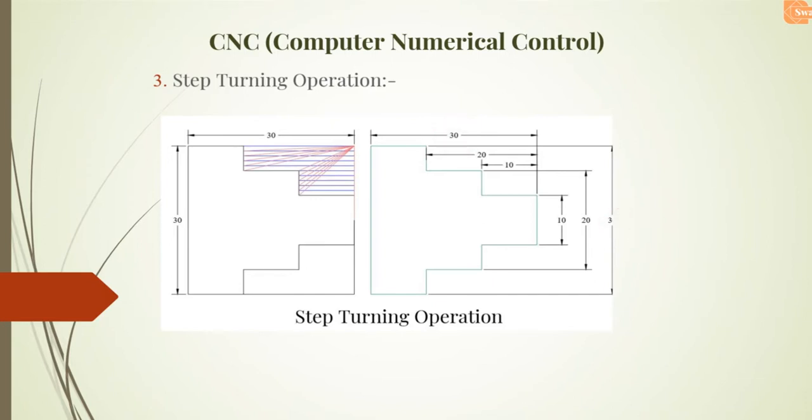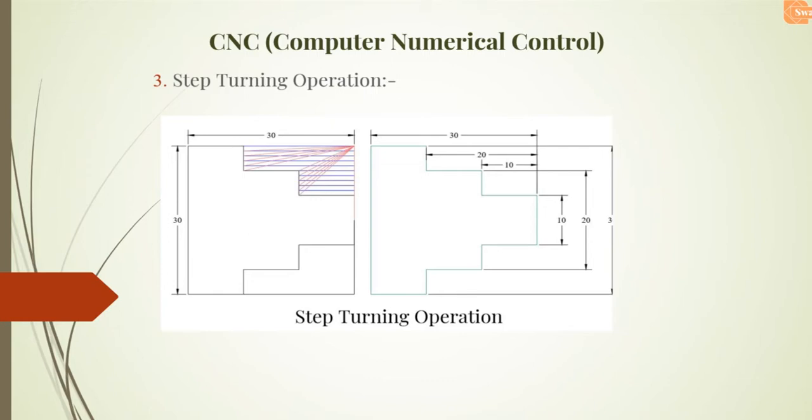Now here I will explain the cuts of the step turning operation. You will see the blue cuts here. The blue cuts show the depth of cut by 1 value, and the red line here explains the tool traverse motion. Okay.